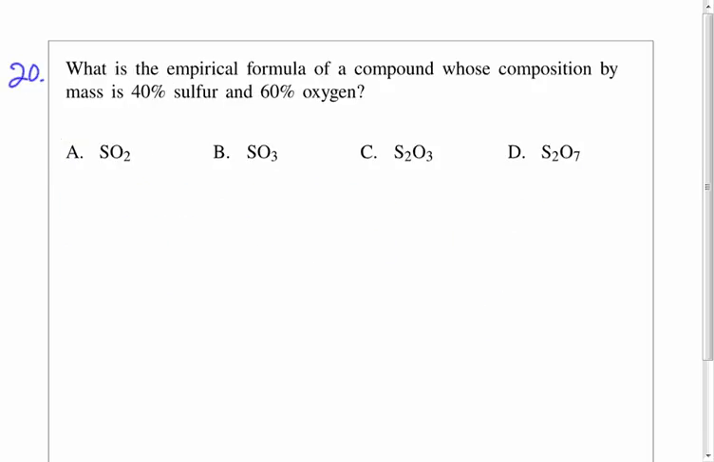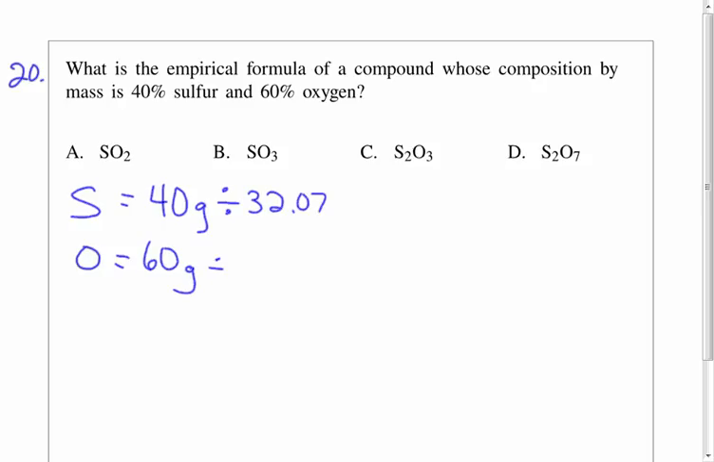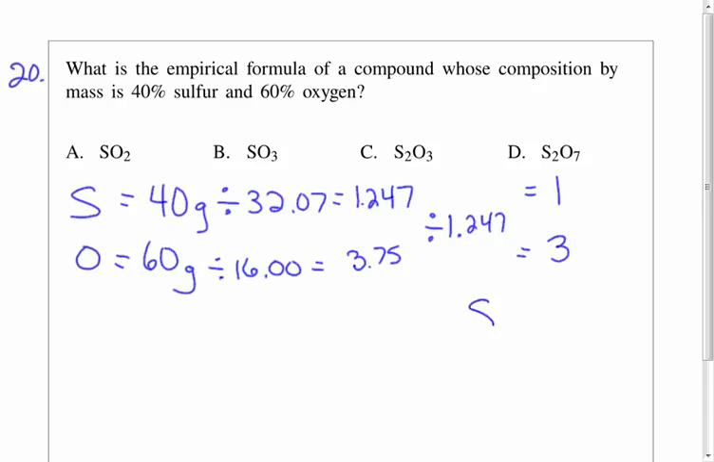Number 20, we're switching to different elements here. We have sulfur and oxygen now. Same process though. We start with 40 grams of sulfur, 60 grams of oxygen. Divide by molar mass values from our periodic table. We just type those into our calculator to find out how many moles we have of each. So we get 1.247 for sulfur and 3.75 exactly for oxygen. We'll divide by the smaller value. So for sulfur we get 1, and for oxygen we get 3. So our formula is SO3, which matches choice B.